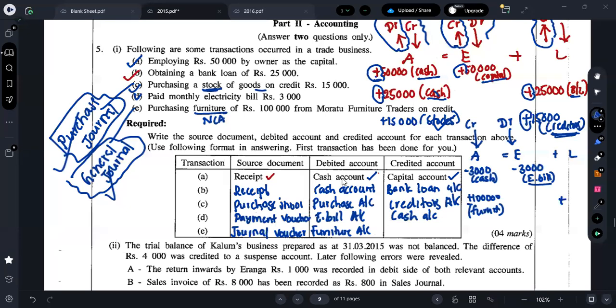Here you are purchasing a non-current asset on credit. Therefore, you should put the account of the person from whom you are purchasing, and that account should be credited. Therefore, the Moratu Furniture account should be credited. Guys, are you all clear with the first part of the fifth question?